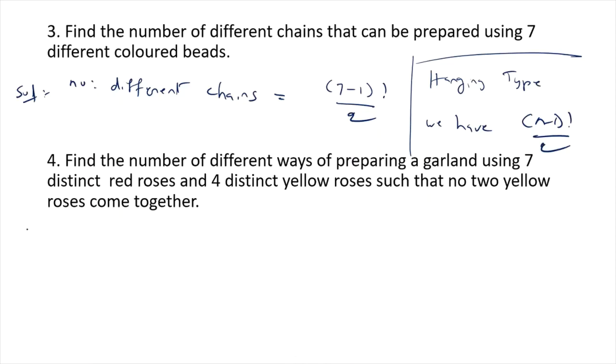Okay. Now, let us look into the second one. Find the number of different garlands that can be prepared using 7 different red roses and 4 different yellow roses, so that no 2 yellow roses come together. So we have to arrange 7 plus 4 roses. Here the condition is that no 2 yellow roses come together.